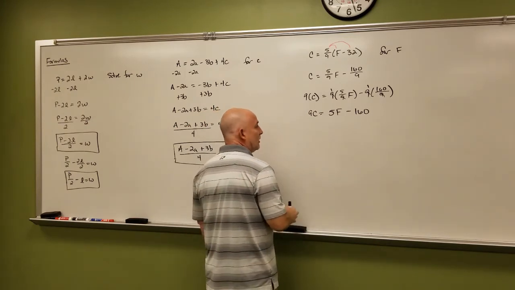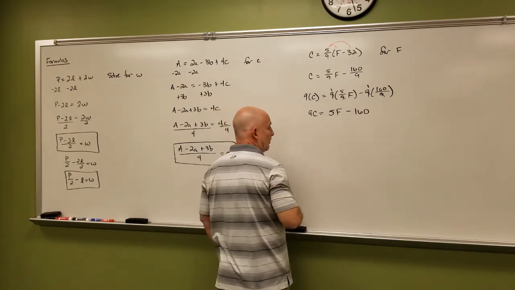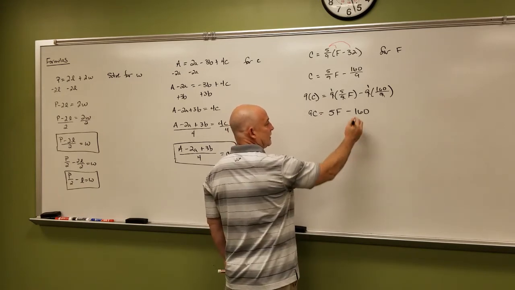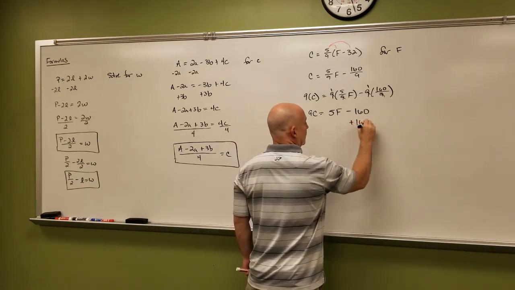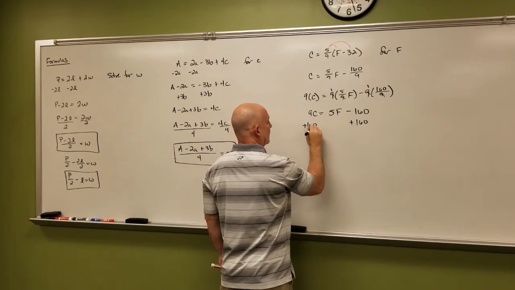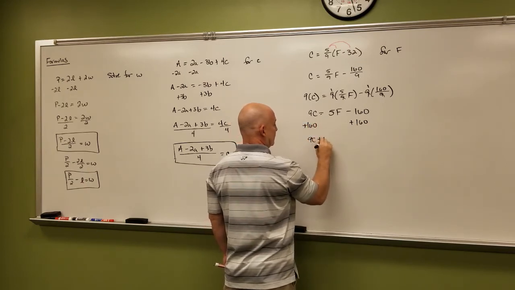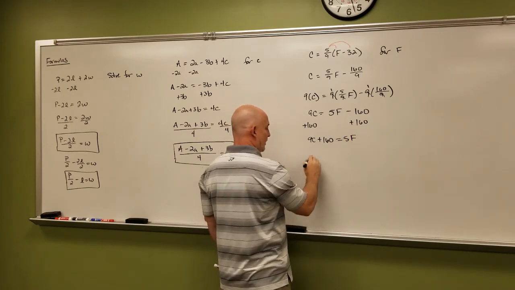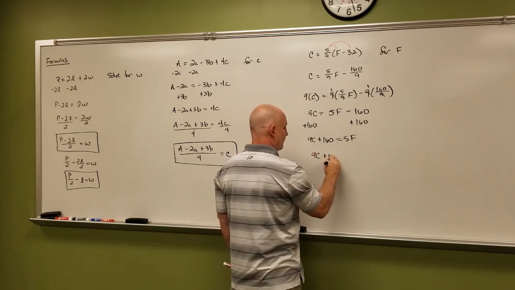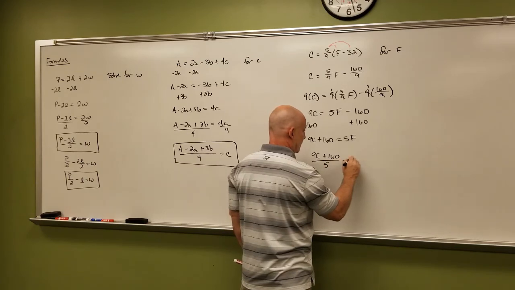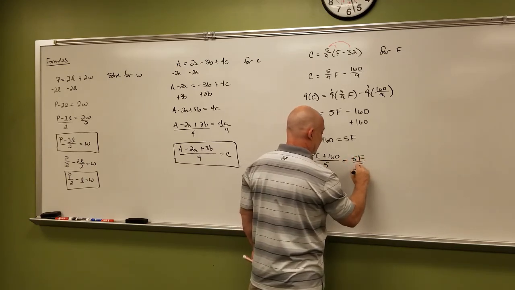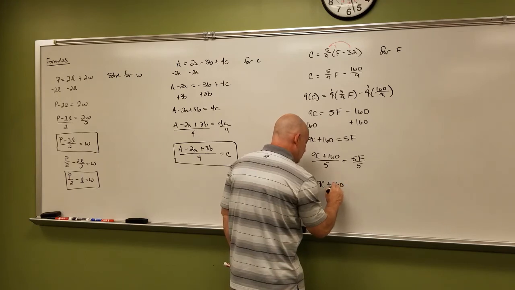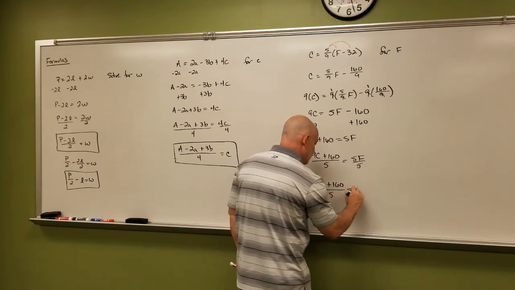We're going to get all of our variables to one side. All the F's are on one side. Get everything else to the other side. So this negative 160 doesn't have any F's, so I got to move it. So I'm going to add 160 to both sides. So I get 9C plus 160 is equal to 5F. Last step, divide both sides by whatever's in front of my variable. There's a 5 in front of that F, so I divide both sides by 5. Get 9C plus 160 over 5 is equal to F.